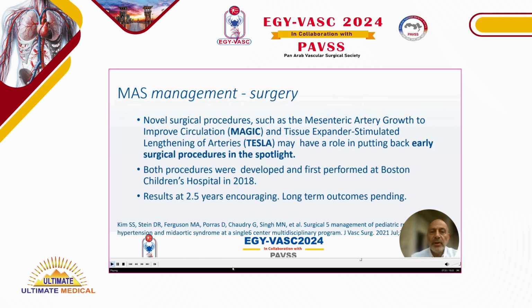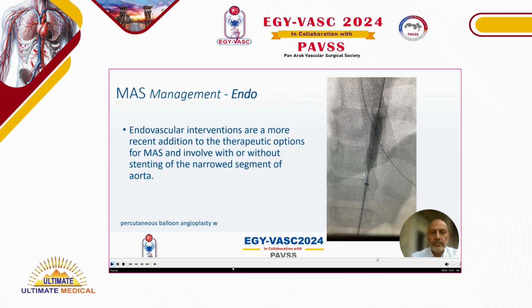Novel surgical procedures like the MAGIC procedure, using the mesenteric artery for growth, or the Tesla procedure, using a tissue expander to elongate the aorta and then redo an end-to-end anastomosis, may have a role in putting early procedures back in the picture or in the spotlight. Both procedures were developed at Boston Children's Hospital in 2018, and 2.5-year results are encouraging. However, we still lack long-term outcomes from those early surgical procedures.